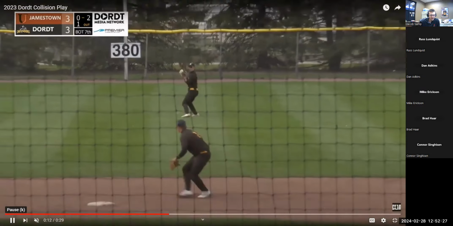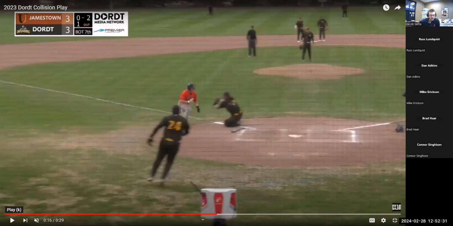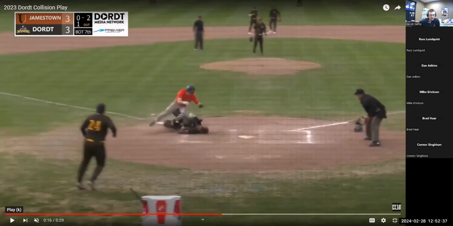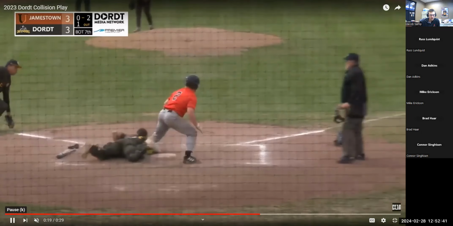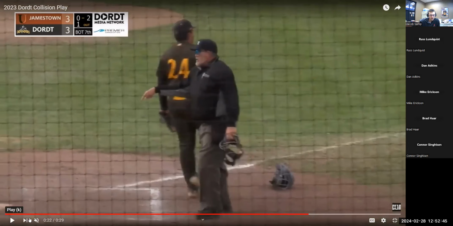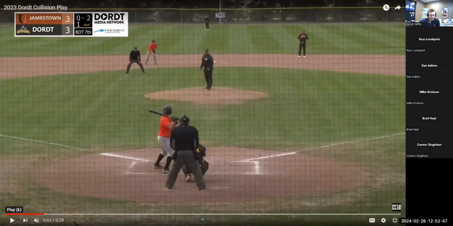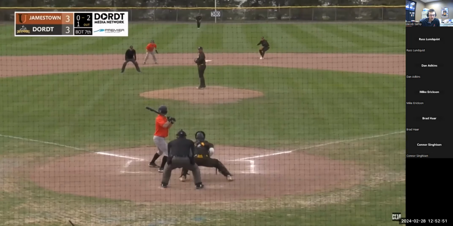The question becomes, okay, in your judgment he's safe. That's fine. You can describe that in your judgment, but do the rules support your judgment? This isn't just a swipe tag, did he tag him or not? This is actually an application of a rule, and I'm not so sure this is going to turn out to be a great ending situation for the folks here.